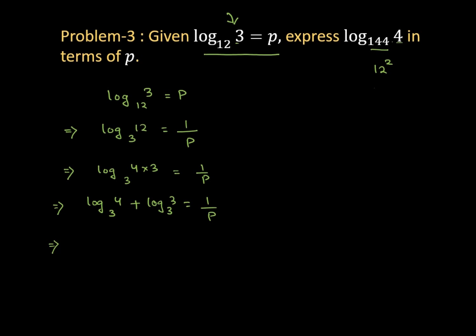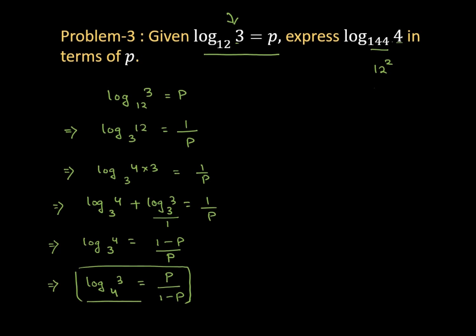Now log of 3 base 3 is equal to 1. So if I take it to the other side, it becomes 1 minus p over p. So we can write log of 3 base 4 as p over 1 minus p. So we have the simplified form of log 3 base 4 in terms of p.